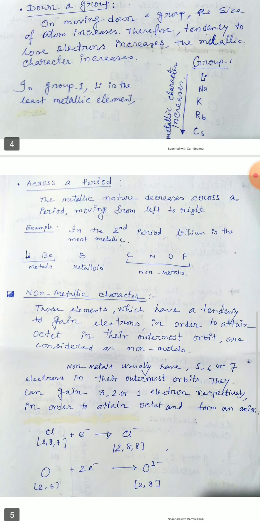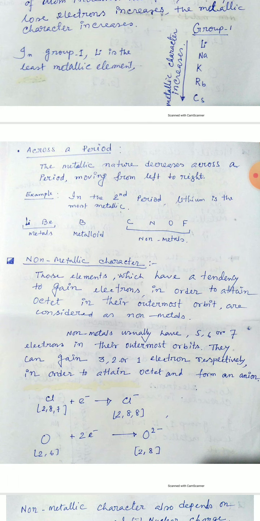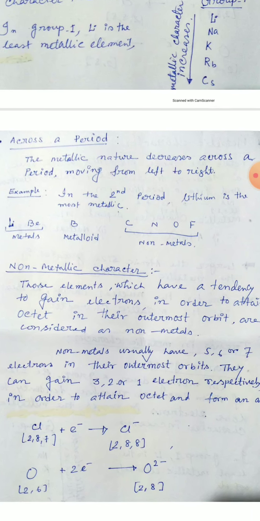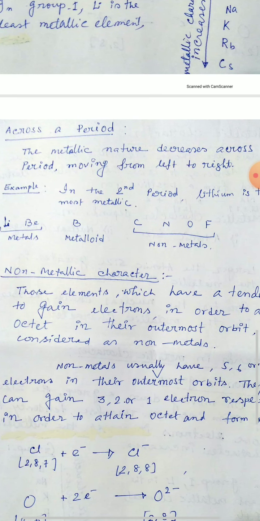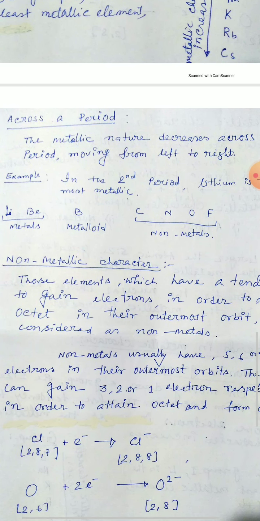Now across a period, that is from left to right along any period, we know atomic size decreases due to increase in nuclear charge. As the size decreases, the force of attraction between the nucleus and outermost shell increases. Therefore, it is not easy to release the valence shell electron because the force of attraction increases from left to right along any particular period. So the metallic nature decreases across a period, moving from left to right.